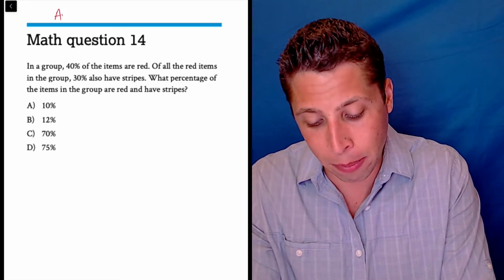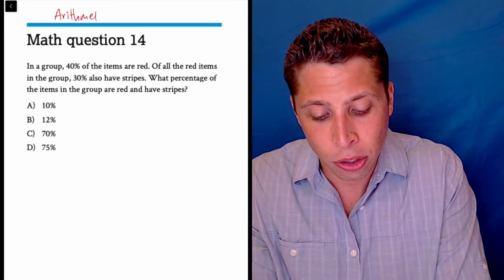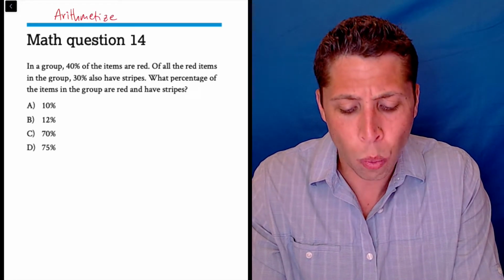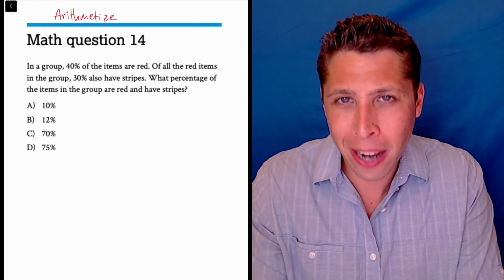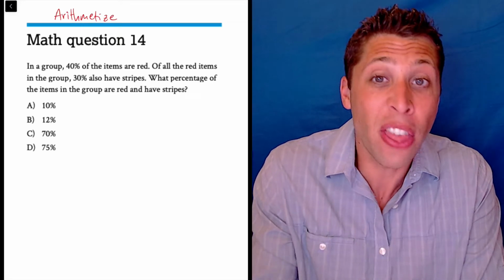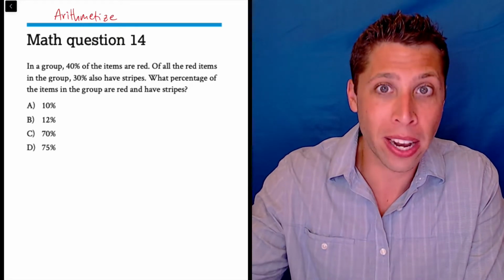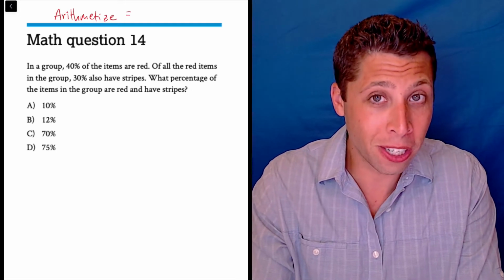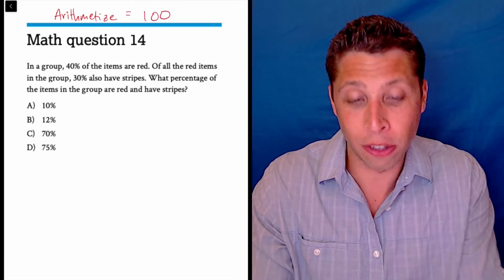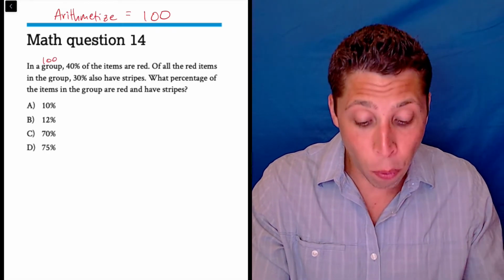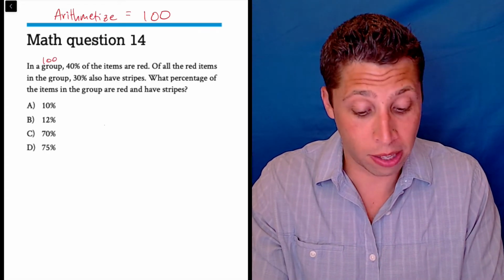Well, this is a great example of the arithmetize strategy, making something that we could probably solve without it, but much easier, right? We want to know the number of things in the group. It's much easier to take a percentage of a number, not some hypothetical group. So what's the easiest number to deal with when we have percentages? 100. So let's pretend this group has 100 things in it. 40% of those things are red.